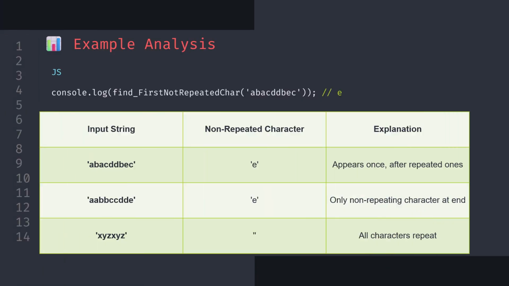In the first input, E is the only letter that appears once. In the second one, it is again the final E. If all characters repeat like in the final input, the function will return an empty string. Let's now look at the practical uses for this function.